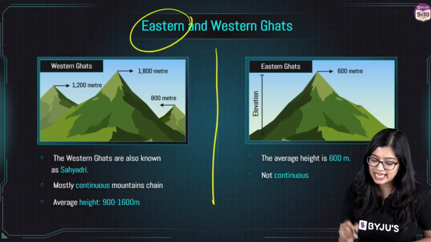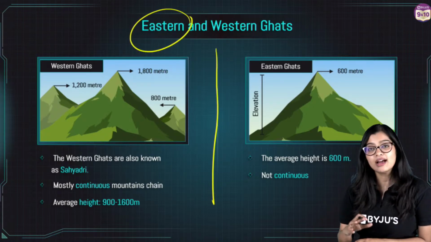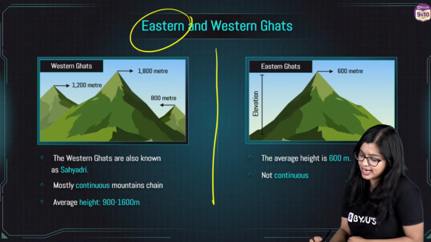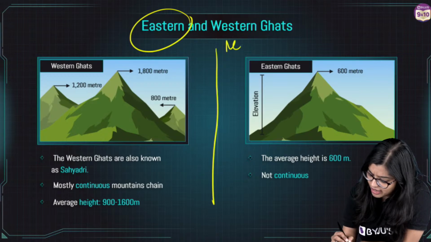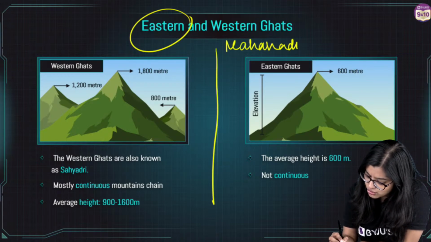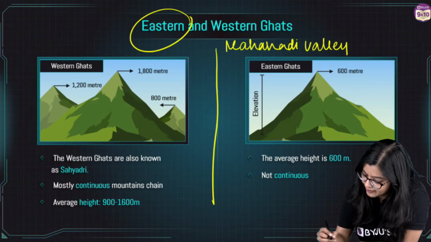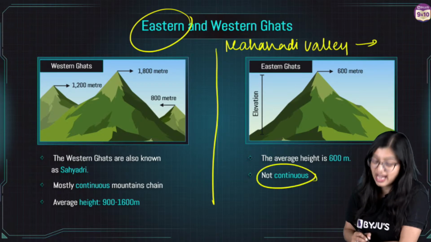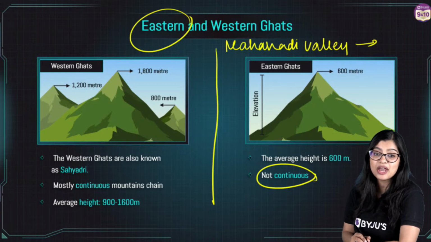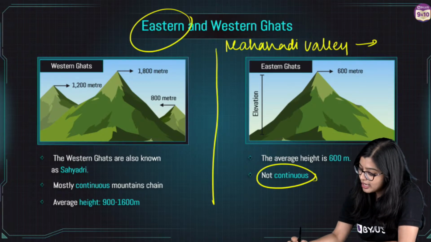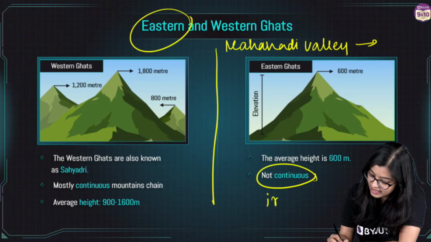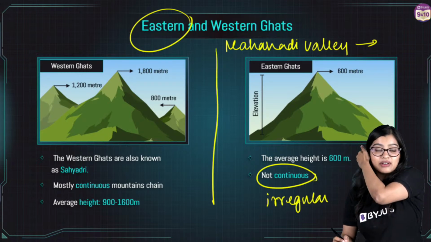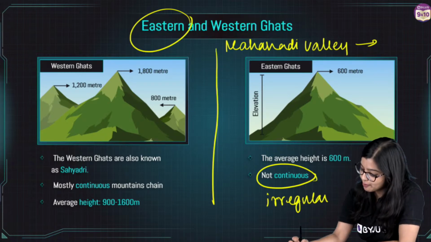Next up, of course, we have the Eastern Ghats, right? Now, Eastern Ghats are towards the eastern side and they're not continuous like the Western Ghats. It stretches all the way from the Mahanadi Valley to the Nilgiris in the south. Here we see that they are discontinuous, that means they are not continuous at all. They are also very irregular and dissected, that means there are breaks in between where the rivers are draining into the Bay of Bengal.